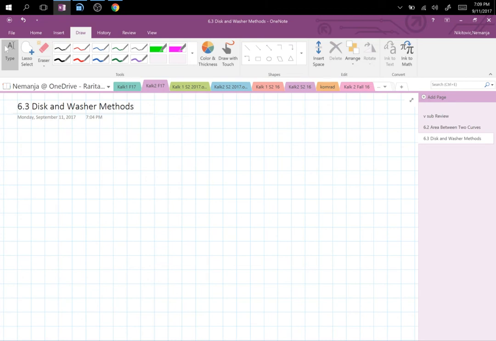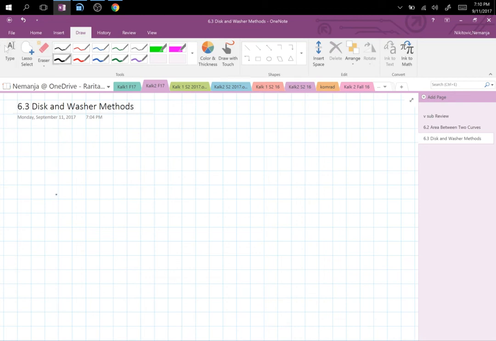Hello and welcome back to Calculus 2. Today's lecture 6.3, disk and washer method. The textbook calls it volume by slicing because the idea is to take the object and slice it perpendicular to the axis of rotation. Now, what does that mean?